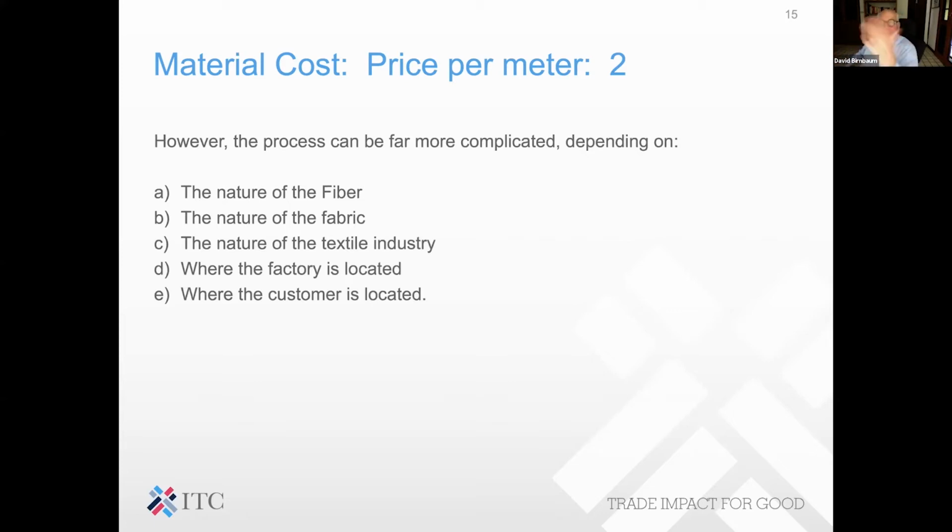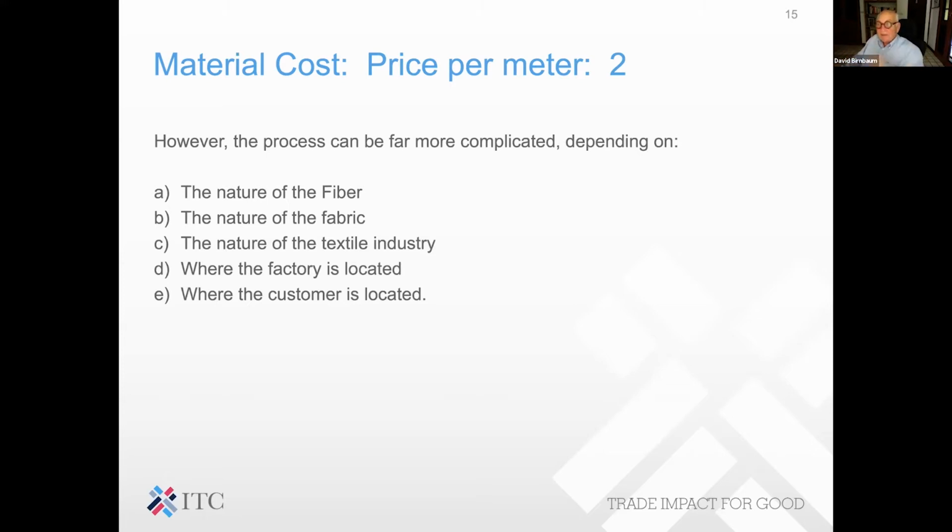Let me go further. Okay, we're still with material costs. The prices of material costs are based on other factors: the nature of the fiber, the nature of the fabric, the nature of the textile industry, where the factory is located, where the customer is located. There are some fibers, such as cashmere, such as silk, that have to be traded separately. The fact that you are in the cashmere, the fine wool business puts you in a different category, and the selection of factories is based on that.